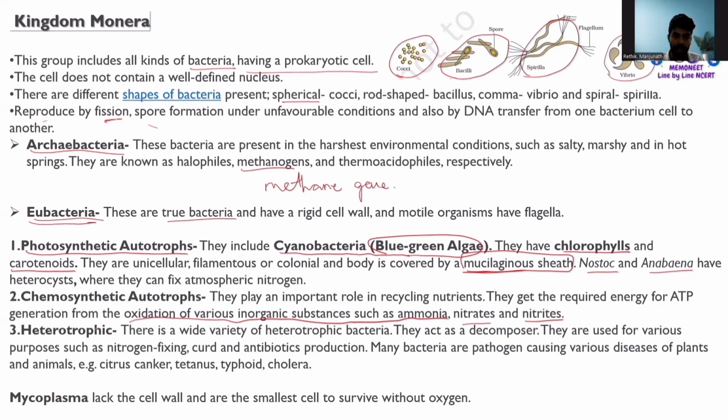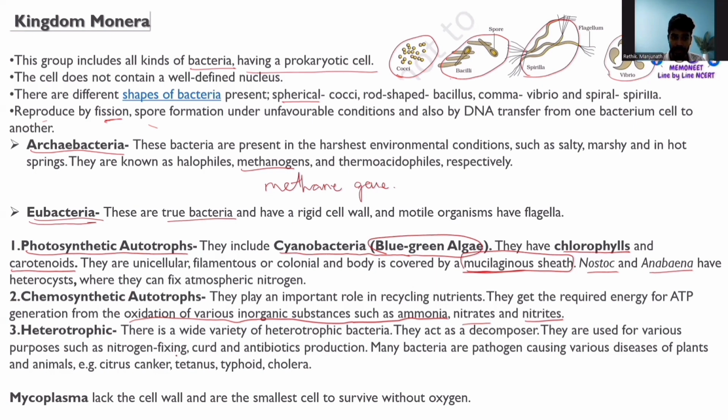When I'm talking about heterotrophs, there are wide varieties of heterotrophic bacteria. They basically act as decomposers. They are used for various purposes such as nitrogen fixation, curd production, and sometimes as antibiotic products. But not all bacteria are useful. There are many bacteria which are pathogenic, which means they cause various diseases in plants as well as animals.